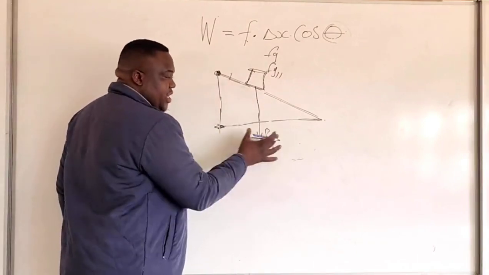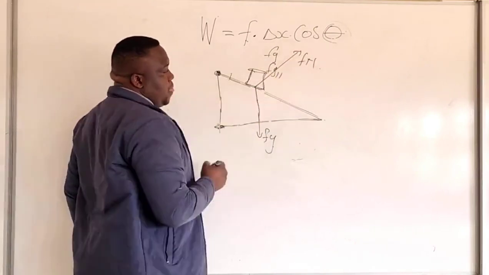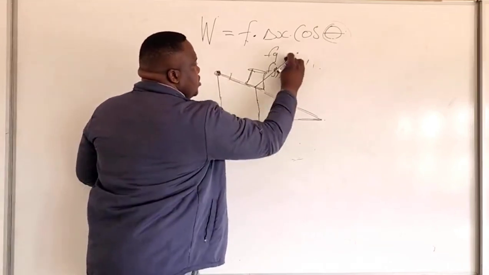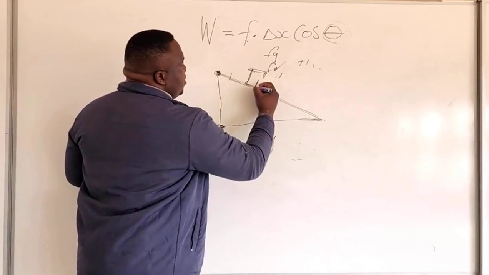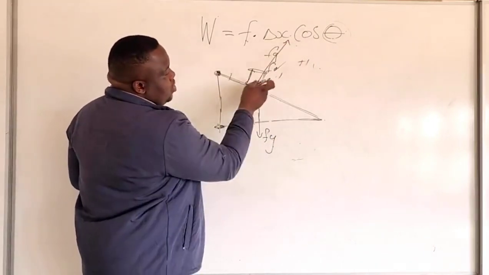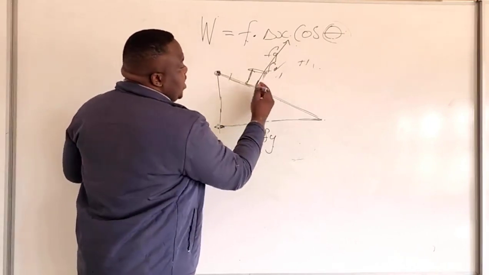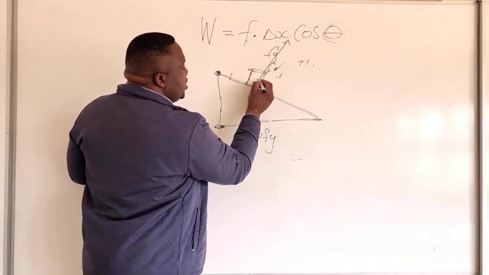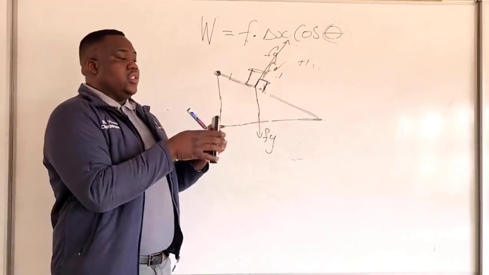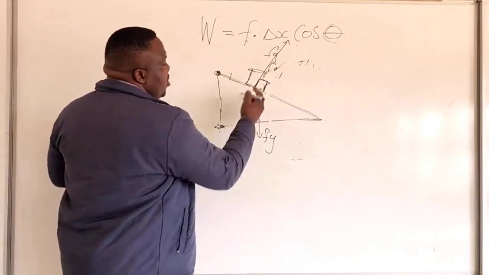Fg, not the component, Fg itself. Then normal force. No, my normal force is wrong. You must face this side. How did I notice that it was wrong? It was more than 90 degrees. It must form this 90, like a corner. This is a corner. So yes, normal force.